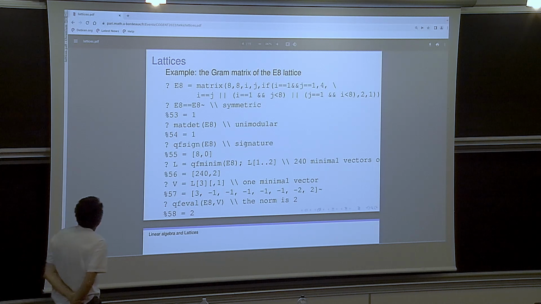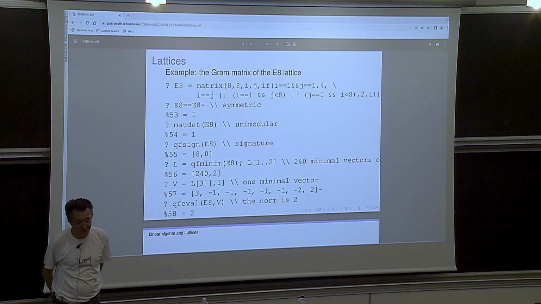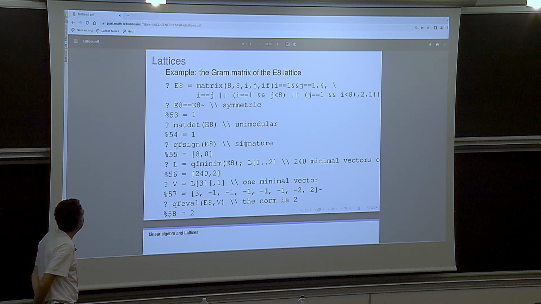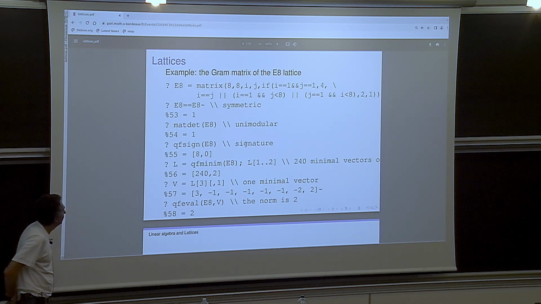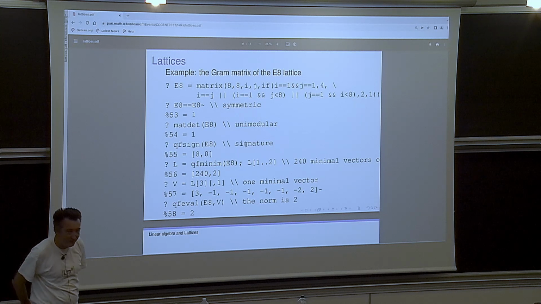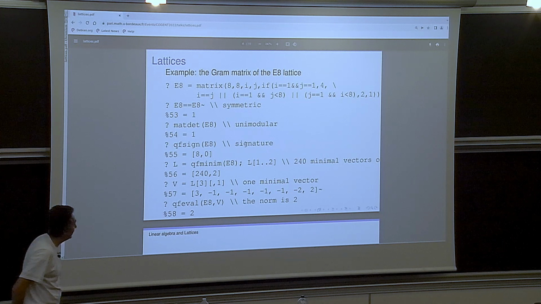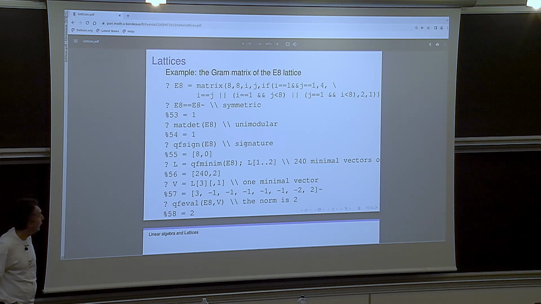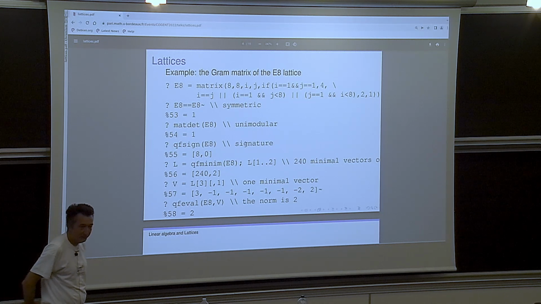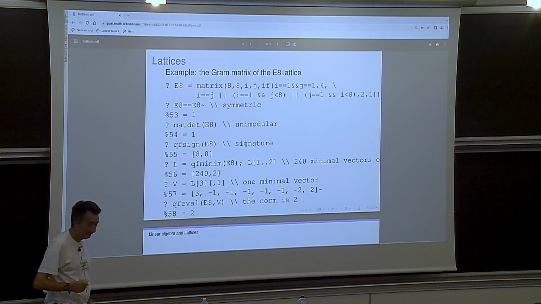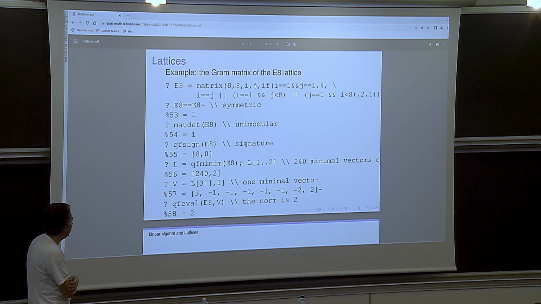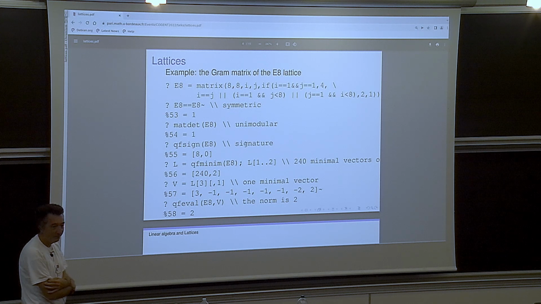So first, you want to check that it's symmetric, that there's no mistake. So you just check it's equal to its transpose, you get 1, it's okay. Then you check the determinant is 1, so it's unimodular. You can check the signature. So 8, 0 means it's totally positive. Good. So now you can ask for the minimal vectors with qfminim.